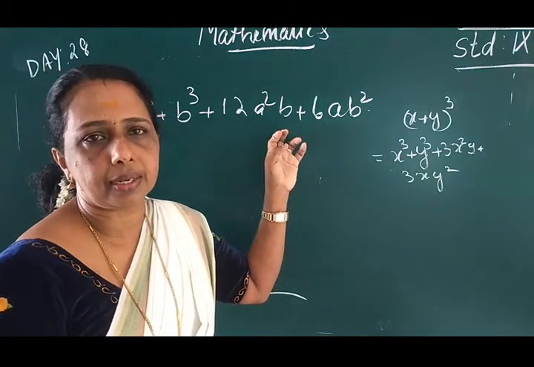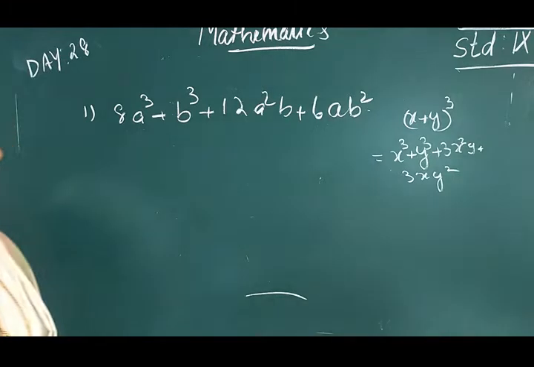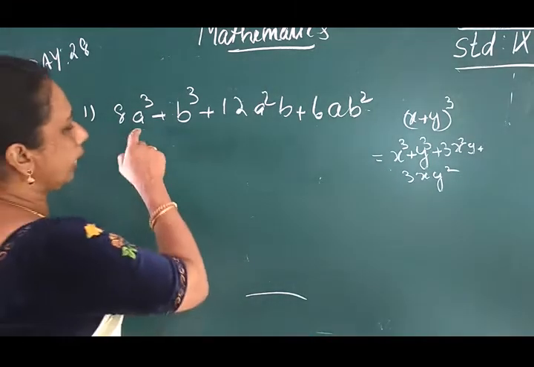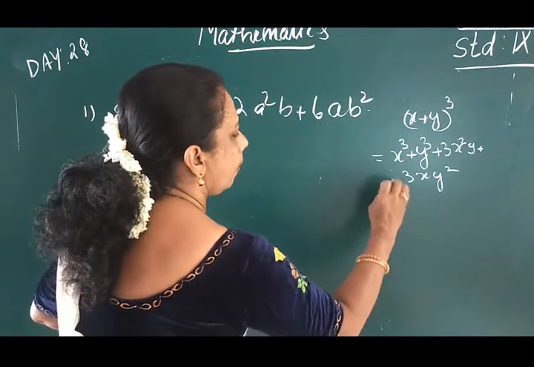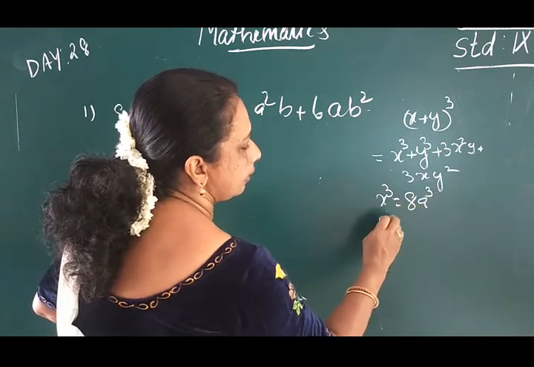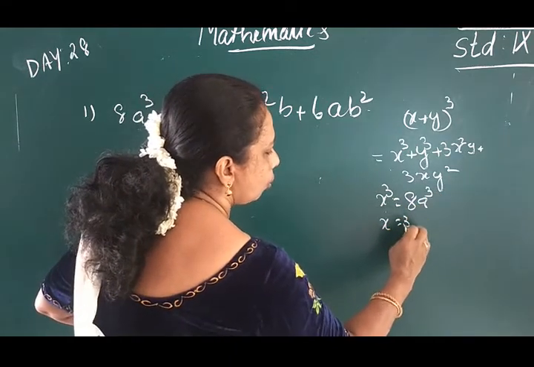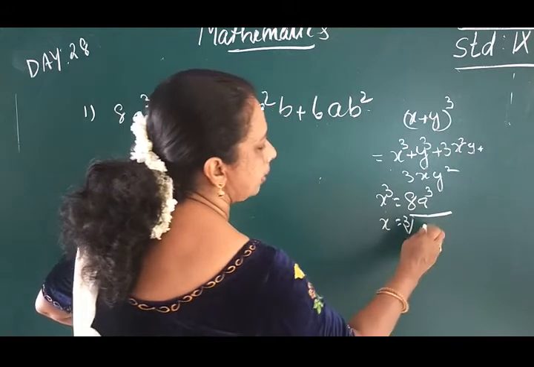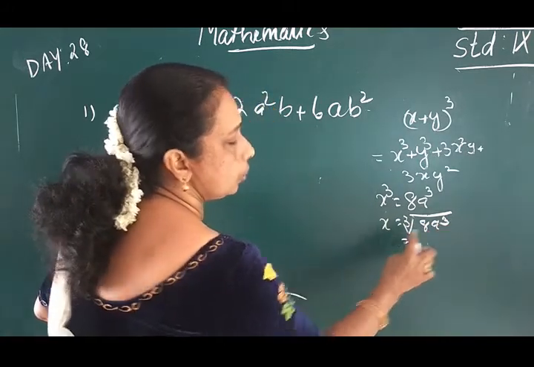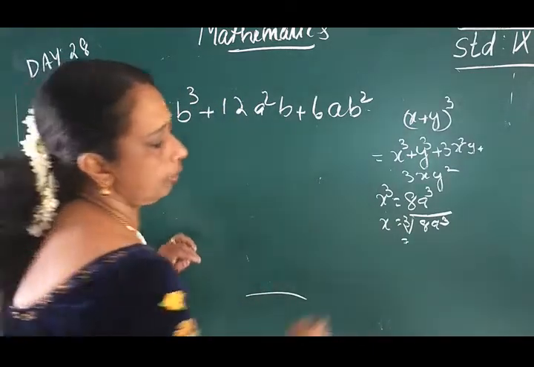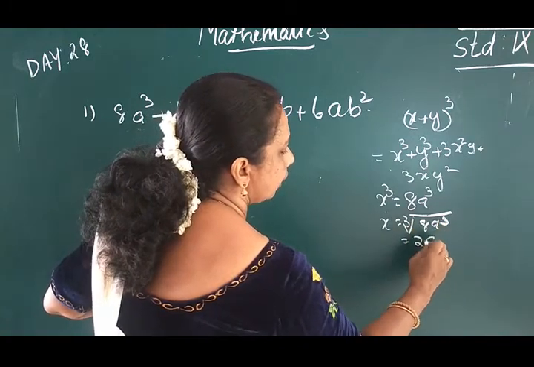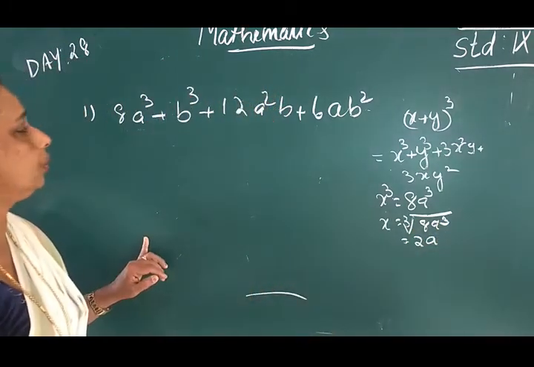We want to factorize the given expression. From that, first we have to find out what x and y are. Here x cube is equal to 8a cube. From that, what is x? x is equal to the cube root of 8a cube. You already studied this in the 8th class. The cube root of 8 is 2, since 2 into 2 into 2 is 2 cube. The cube root of a cube is a. That is, x is equal to 2a.